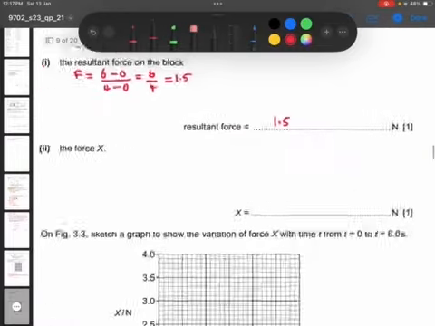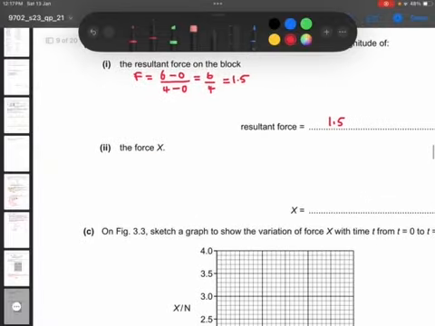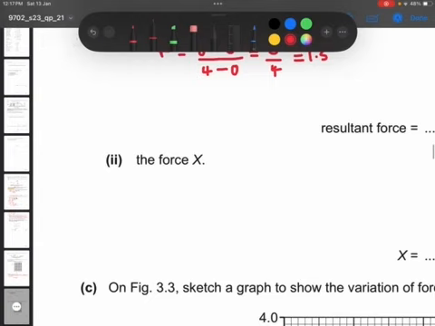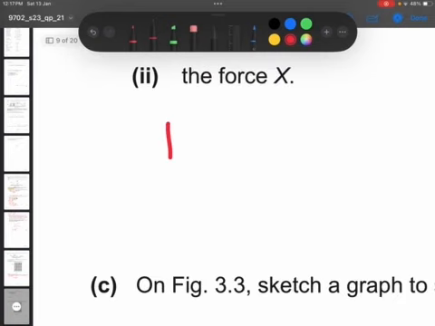Then next, the question asks us to find force X. Now, you must always understand that we are looking for force X at this particular instant at time t equal to 2 seconds, where there is a resultant force. If we are going to find force X, we need to know all the forces acting on the body. Now remember, on this body there is no air resistance. So if there's no air resistance, what are the forces acting on this body?